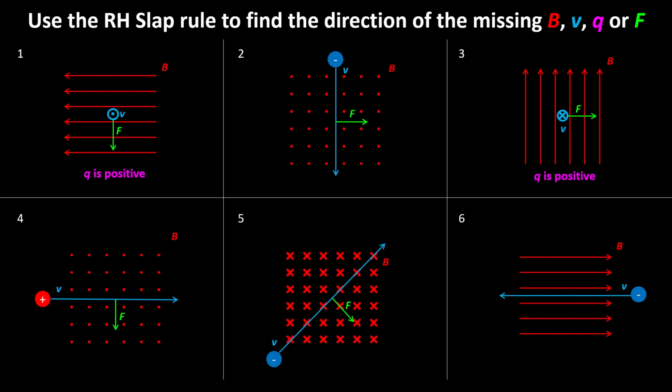And number 6, magnetic field to the right, velocity to the left. Please don't dislocate your thumb. There's no point because there is no force. If the magnetic field and the velocity are parallel, there is no force. All right, so that's all about the direction and how to find that using the right-hand rule.